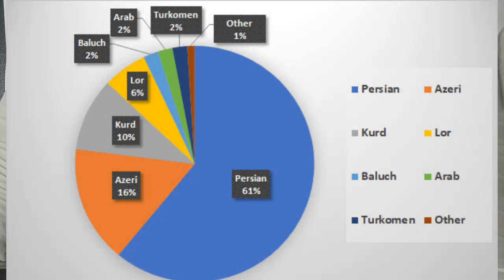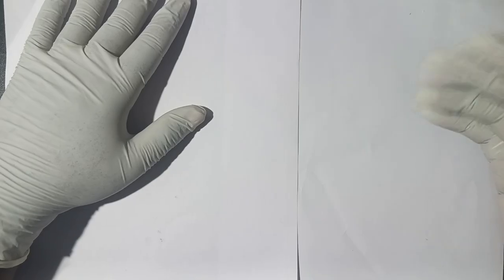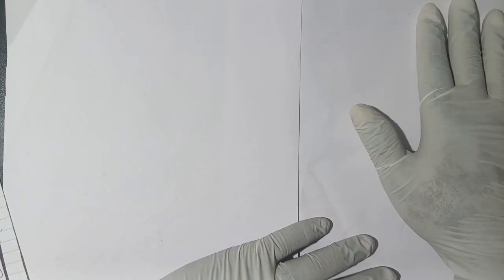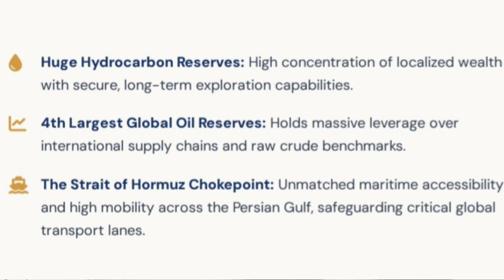Talking about ethnic groups, there are a few major ethnic groups such as Azari, Mazandarani, Arab, Persian, Kurd, Lur, and Baloch. Linguistically, Farsi is the language used there. A few advantages of the economy: huge hydrocarbon reserves, the fourth largest oil reserve, and accessibility and mobility in the Gulf and Persian Gulf.